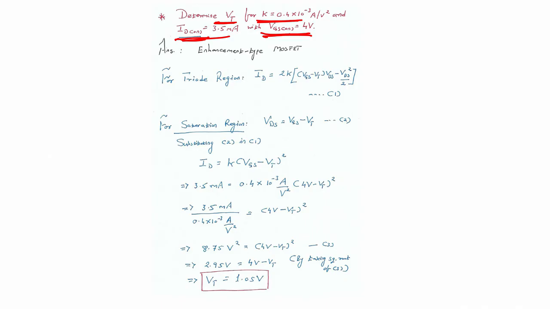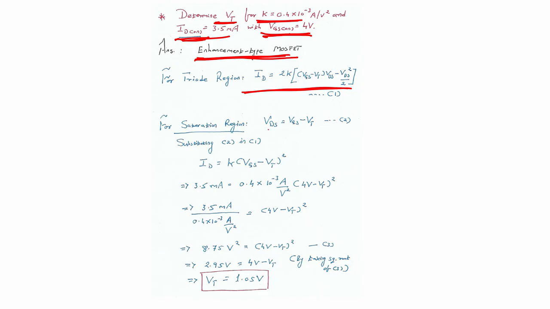First, we should understand that Vgs on is 4 volts and ID on is 3.5 milliampere. That means this is nothing but my enhancement type MOSFET. For enhancement type MOSFET, for the triode region I know the equation: ID equals 2 times K into bracket VGS minus VT into VDS minus VDS square by 2 bracket over. This is my equation for the triode region.